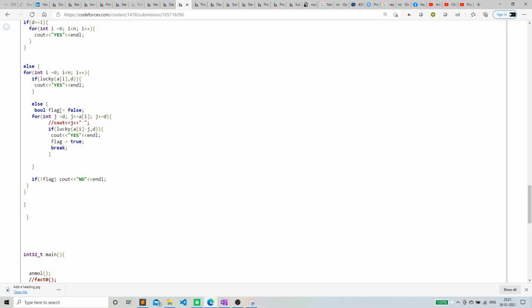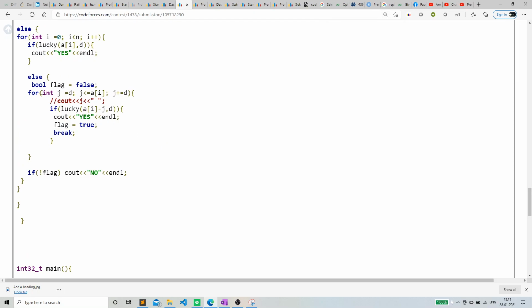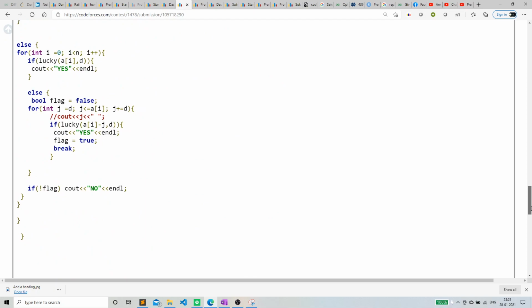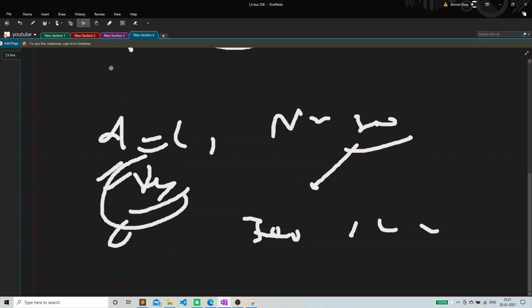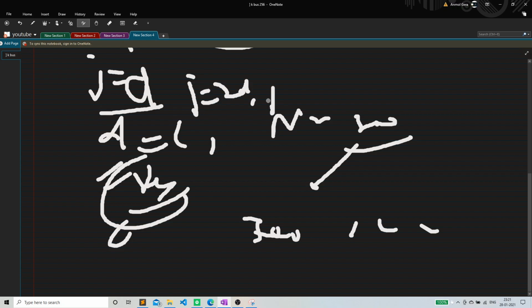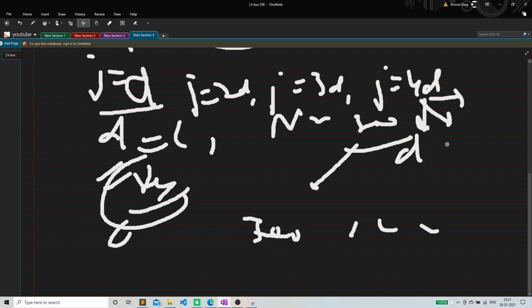After this, I'm initializing a variable j, with j less than or equal to a_i. I'm initializing j with d, where d is our lucky positive integer, and I'm incrementing j by d. So j will become 2d, then 3d, then 4d. These I can always distribute into d's. I can distribute 4d into four d's.